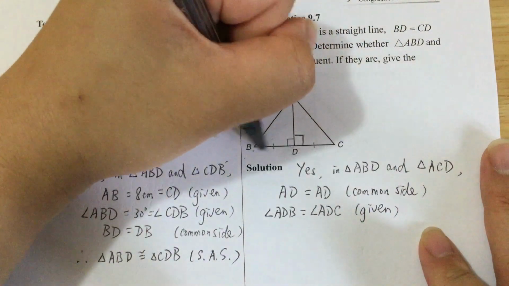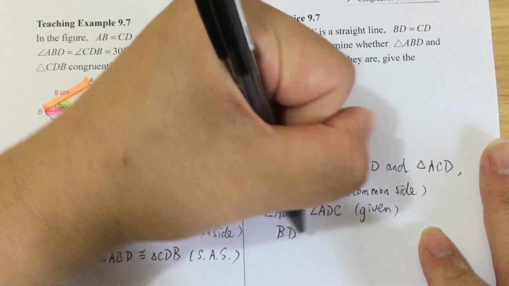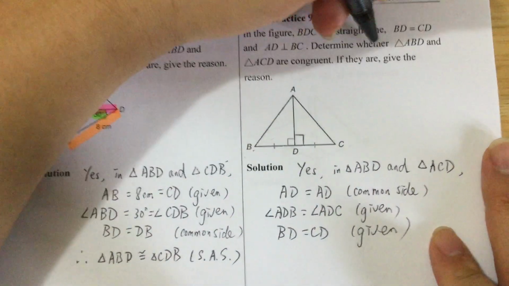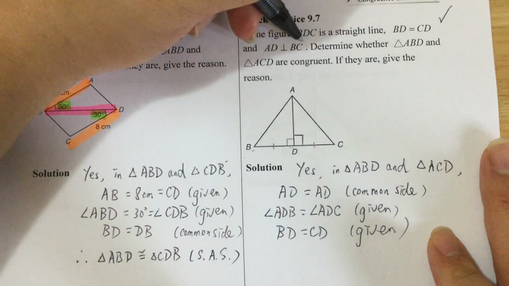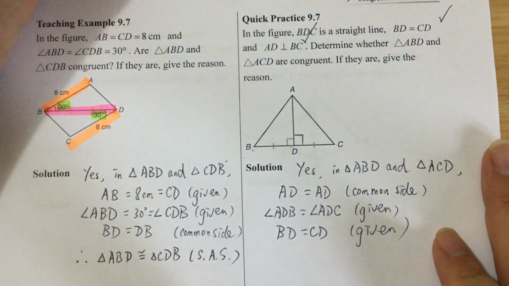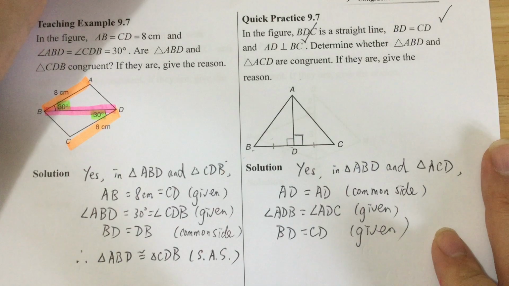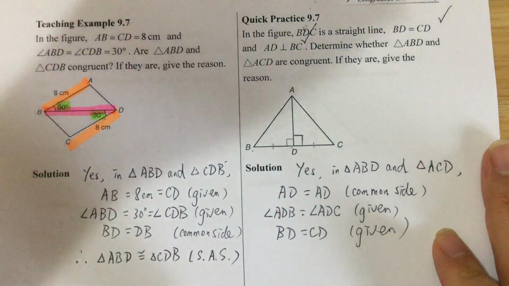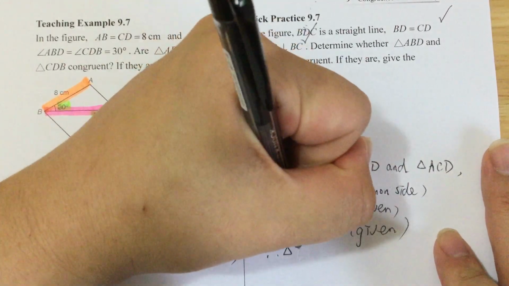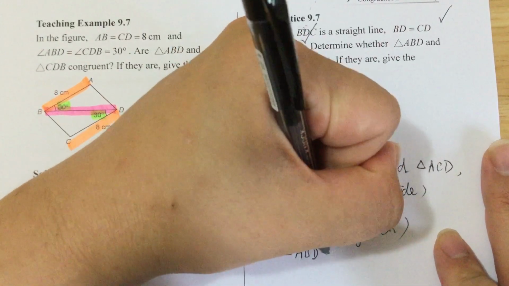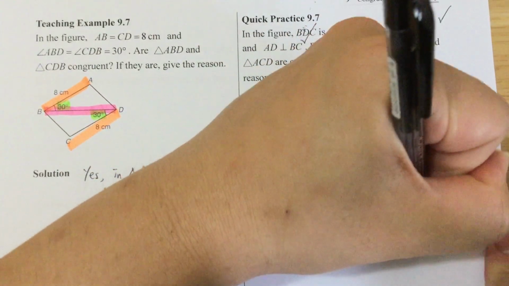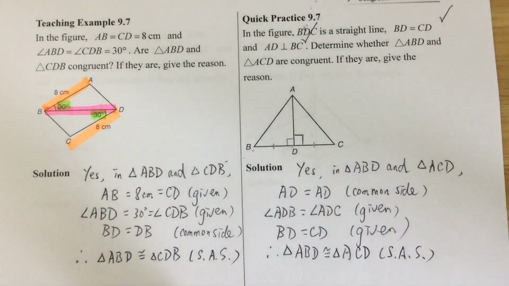Okay, last one will be BD equals CD. So this one is also given, because in the question we already have these two conditions, so they are given. Okay, don't just write given if I have never given it to you. Choose the ones that I gave you in the question. Okay, finally, triangle ABD is congruent to triangle ACD. The answer is once again SAS, so that we can prove the question like this.